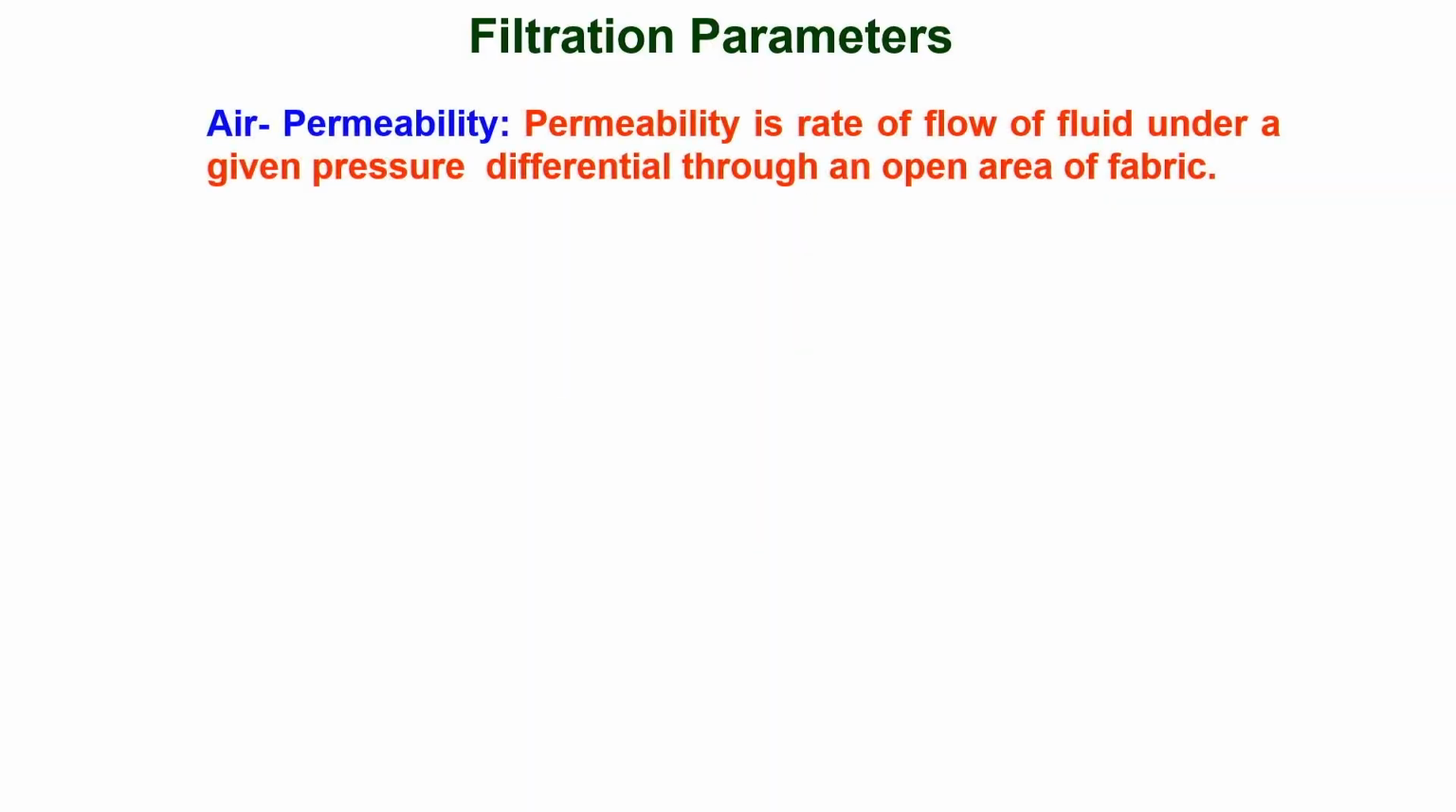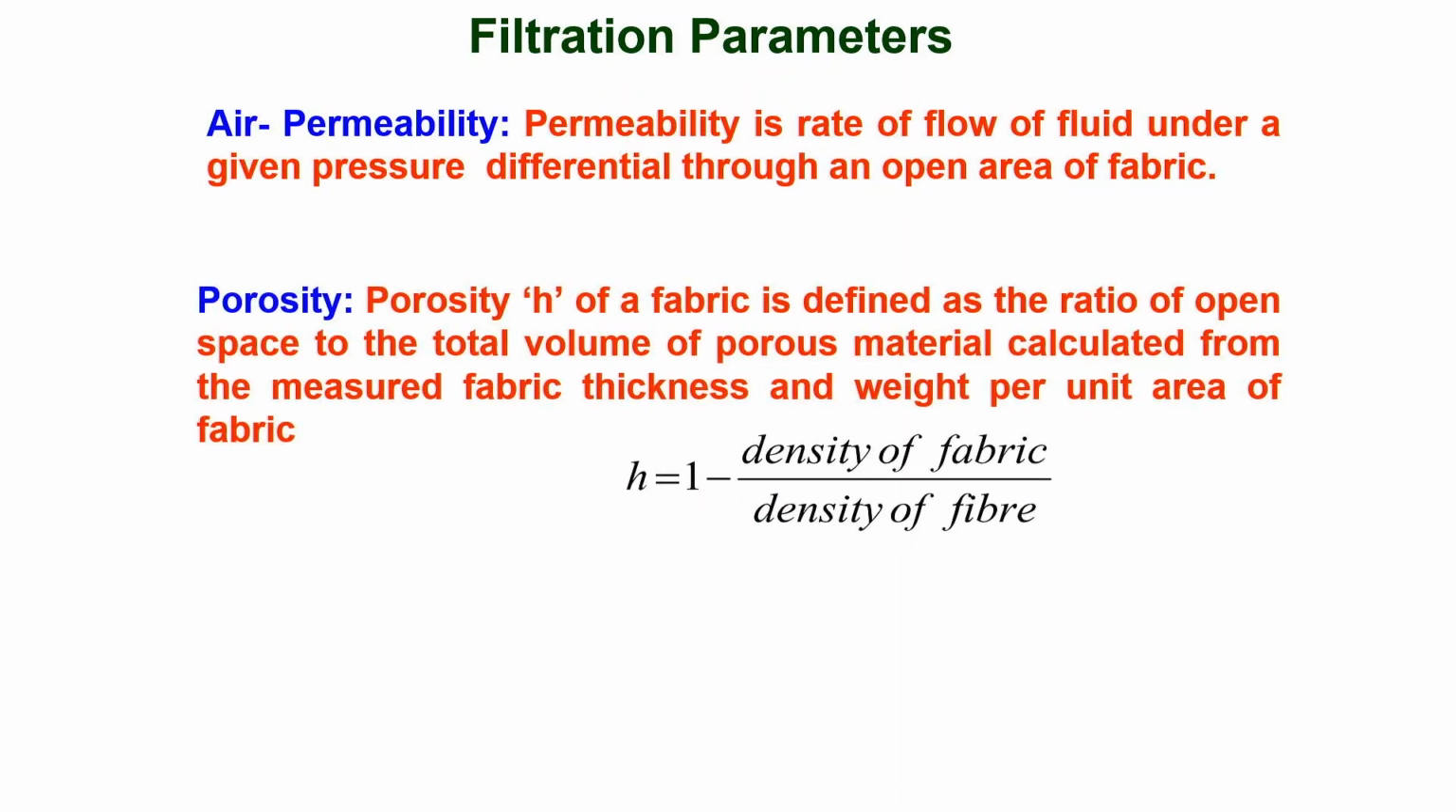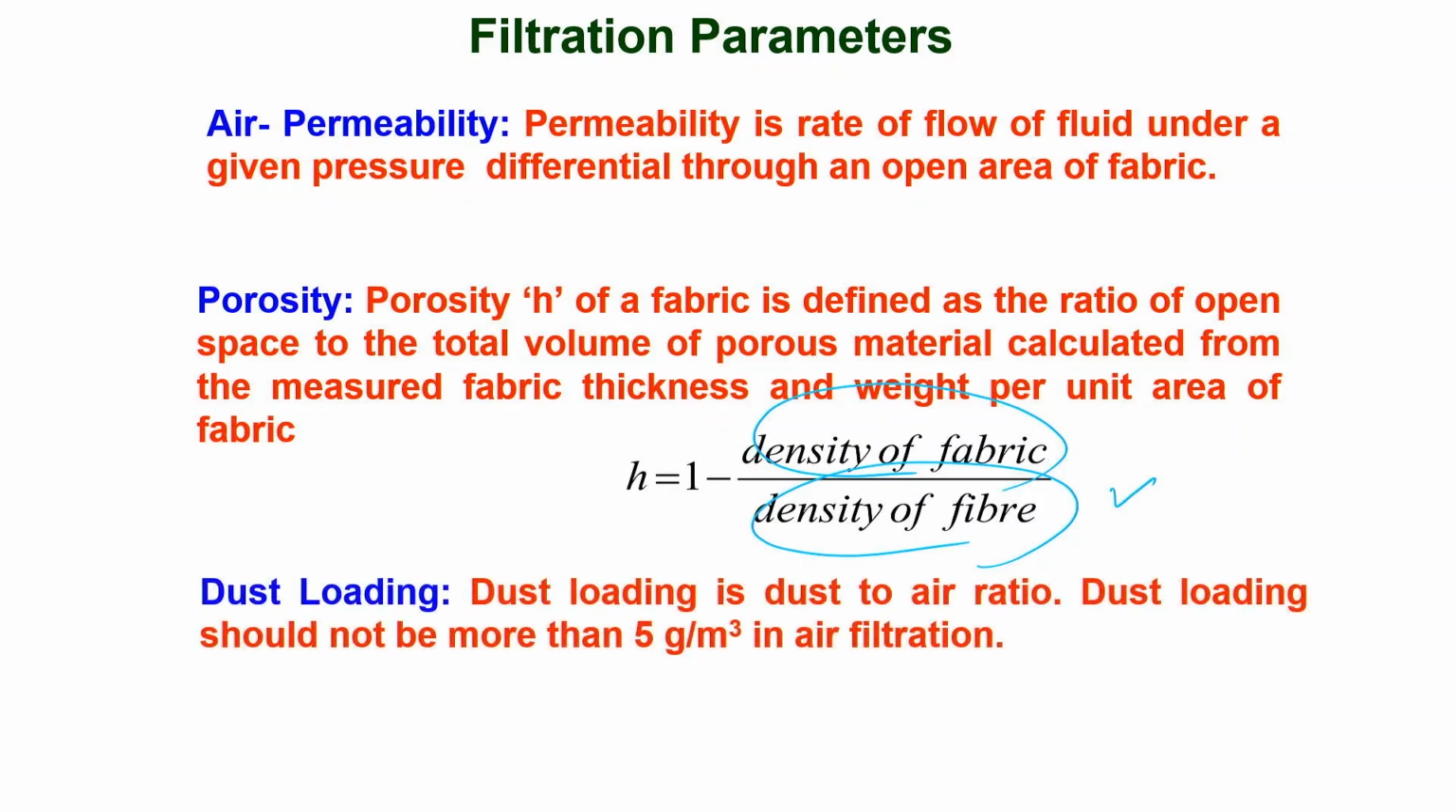As filtration parameters, we can test air permeability and the porosity of the fabric. This is the porosity based on a standard relationship: if we know the fabric density and the fiber density, we can calculate the porosity using this relationship. And dust loading is the dust relative to the air. We can control dust loading so that it should not be more than 5 gram per cubic meter, because otherwise the air will not be able to hold this dust.